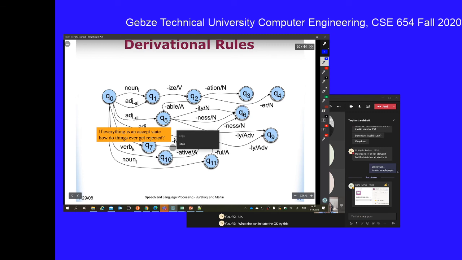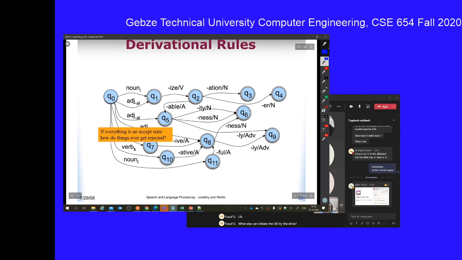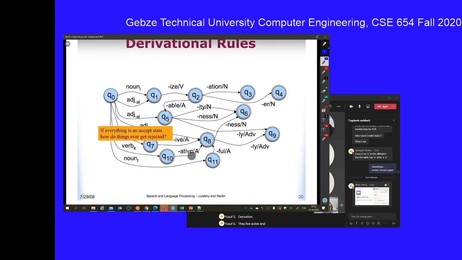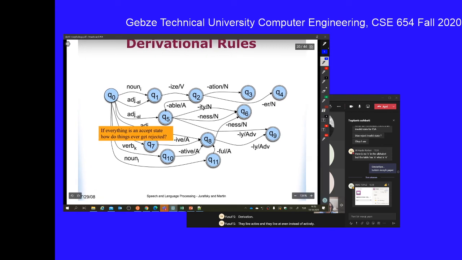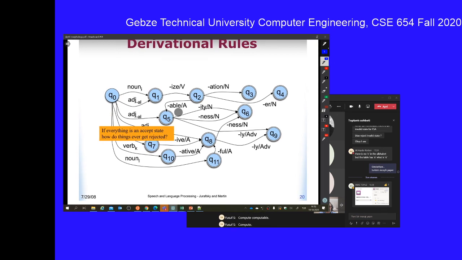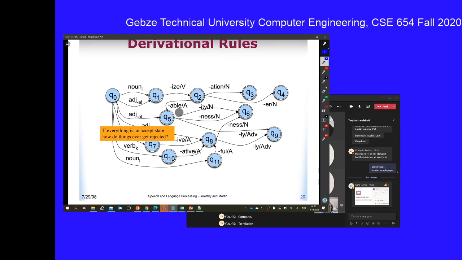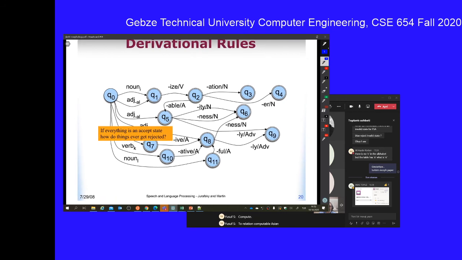Derive, derivation, derivative, and derivativeness, derivatively. How about this one? Compute, computable, computabulation. Do I have such a word as computabulation?